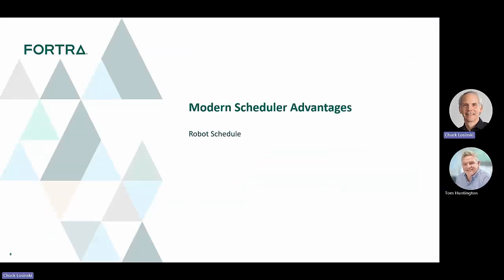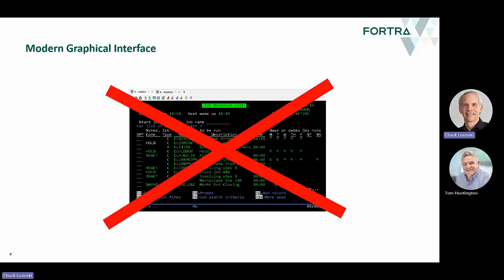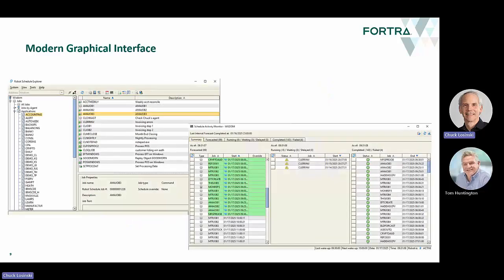Okay, well, let's move into the advantages of a modern, robust scheduler. All right, so back in the day, our product was strictly green screen, but like Tom said, 20 years ago, we developed a Java-based graphical interface, very robust, easy to use, and really this is what the business is going to be expecting to see. If they see you working with green screen on a regular basis, it's going to be as though the product is legacy, where really it's a very modern technology.